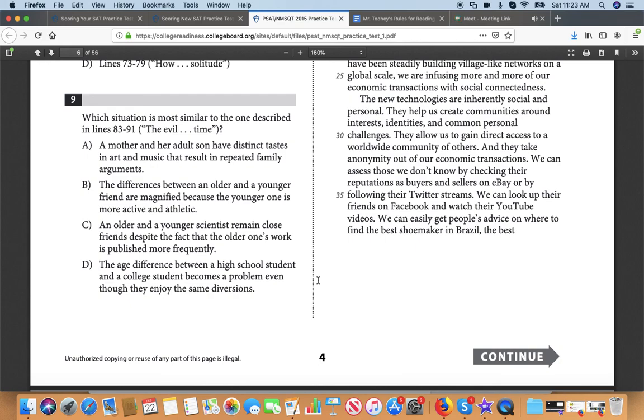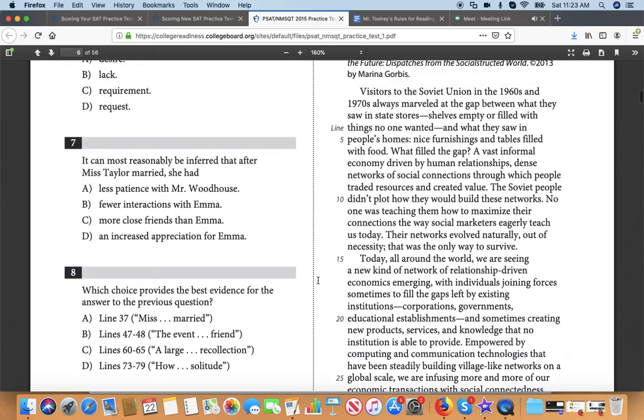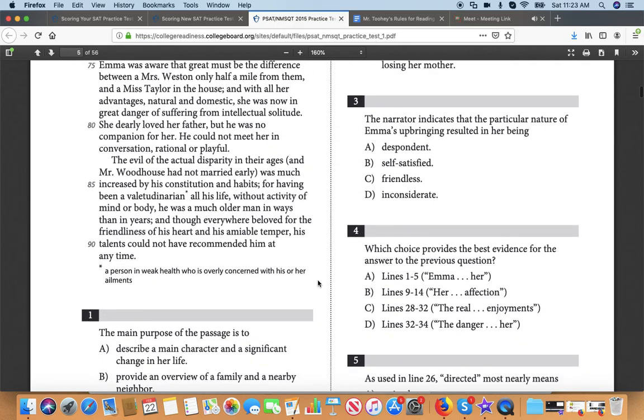Read the answer choices. Oh, we better go to the lines, right? 83. What is the situation described in 83 through 91? You may not remember exactly, so you've got to have it fresh in your mind. You will have time to do it with practice. Especially this is untimed, so let's just do it the right way.